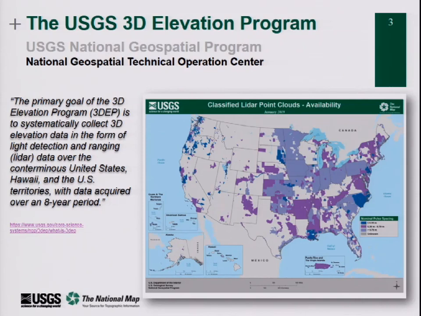I captured a quote here from the 3D elevation program webpage, and I'm going to read this. The primary goal of the 3D elevation program is to systematically collect 3D elevation data in the form of light detection and ranging data over the conterminous United States, Hawaii, and the U.S. territories with data acquired over an 8-year period. So this is probably one of the more relevant program mission statements.